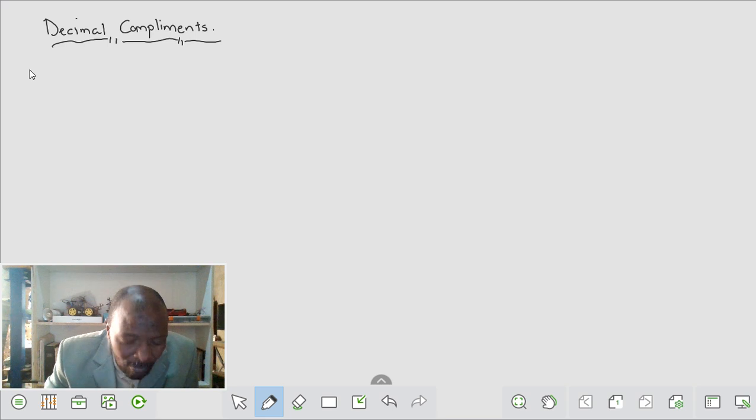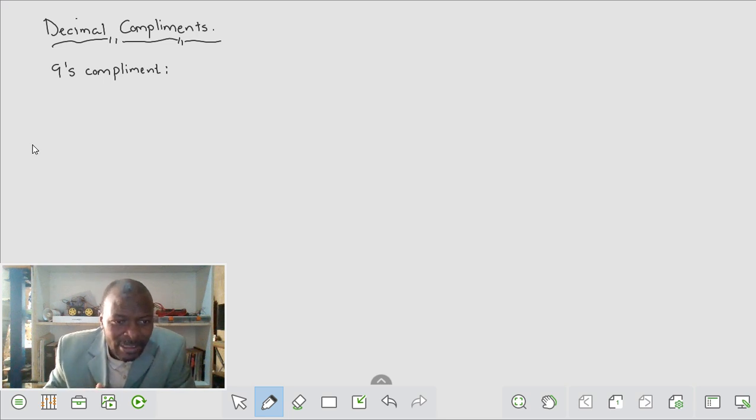Now I'm going to go into the complement and show you how we can manipulate addition to actually achieve subtraction. Let's start with basic complement. Let's start with 9's complement. Now 9's complement of a digit is simply that difference that would make that digit a 9.